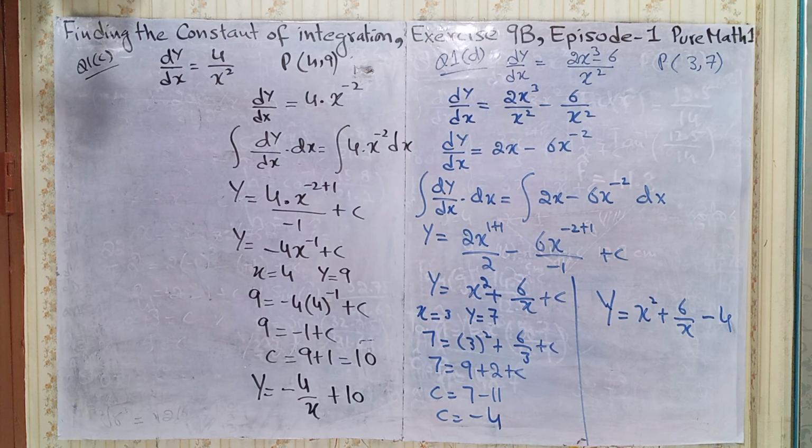So we are working on the exercise 9b, and this is the first episode on this exercise. So we are working on the course book of the Pure Maths 1. The topic of the exercise is finding the constant of integration. The topic of the chapter is integration, and this is related with the paper 1 of the Cambridge International AS and A Levels Mathematics 9709. My name is Ferhan Mazher.